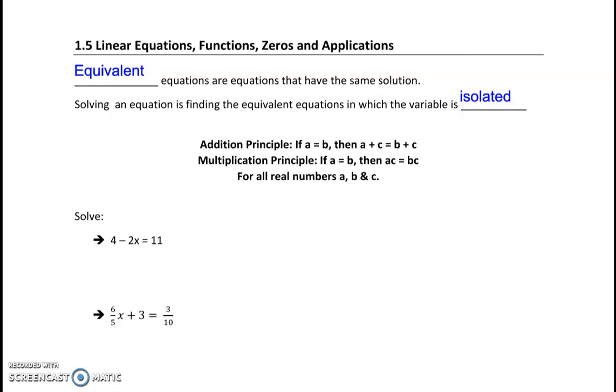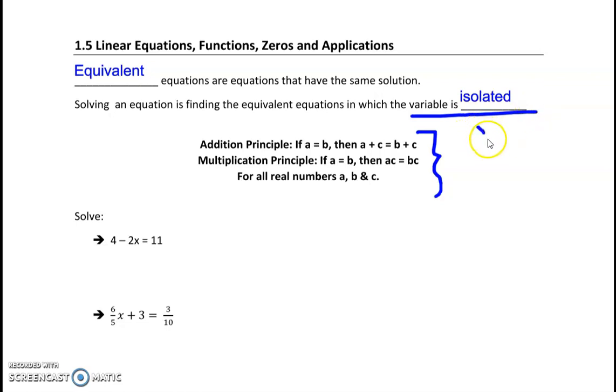So let's start with a little review. Equivalent equations, we talked about that already. Those are equations that have the same solution. And you can get equivalent equations by doing things like adding something to both sides, subtracting a number from both sides, multiplying or dividing. As long as you're doing the same thing on both sides, you can do all four of those operations. And your goal to solve an equation is to get to the point where the variable is isolated.